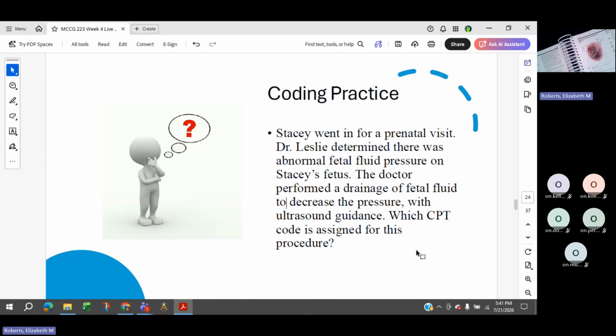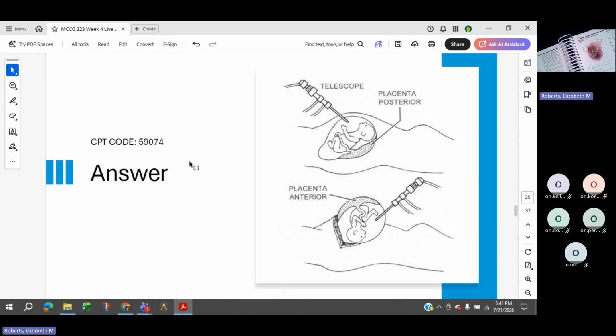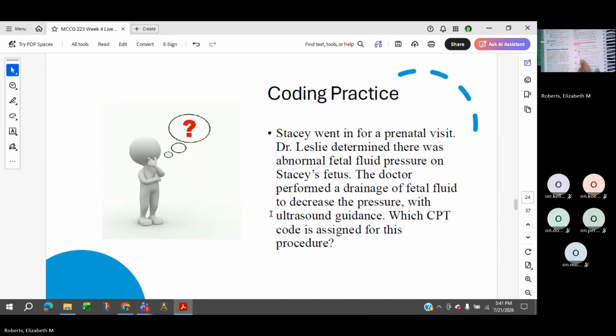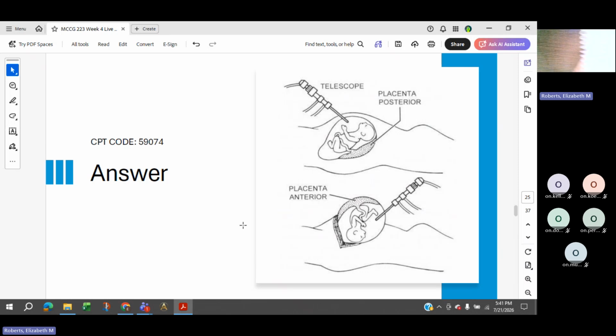So in this case, oh, I'm a little conflicted here. Yeah, the code is 59074. See, this is why you don't code from the book, because here 59001 says therapeutic amniotic fluid reduction. Oh, it's because that includes ultrasound guidance. That's why. It does have ultrasound guidance. Well, see, I'm all messed up. Okay, so 59001, but my answer says 59074.